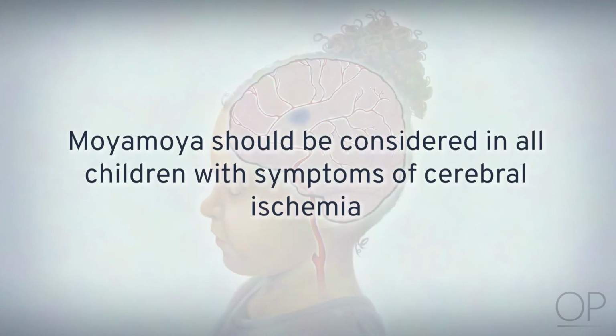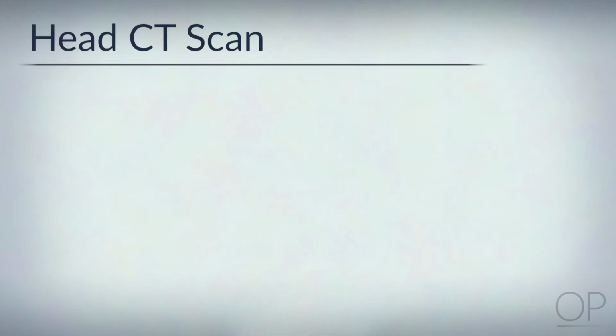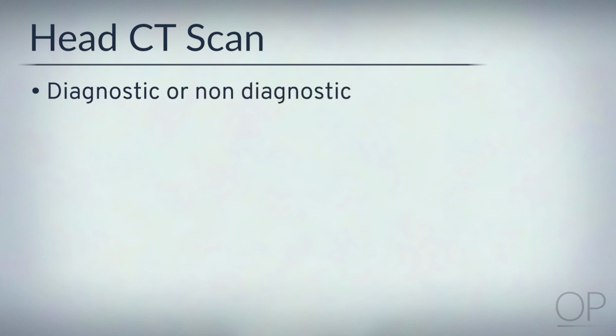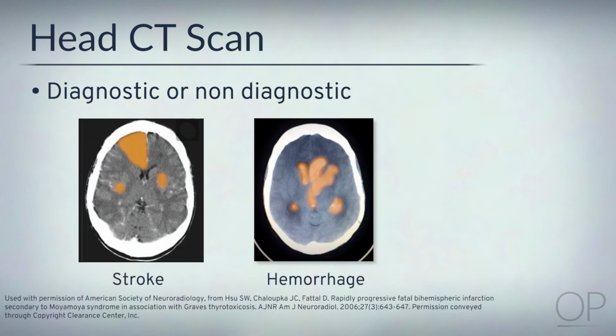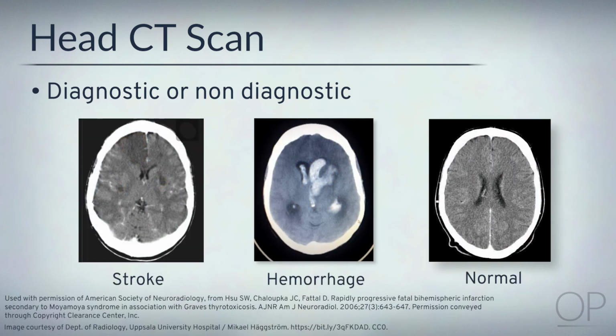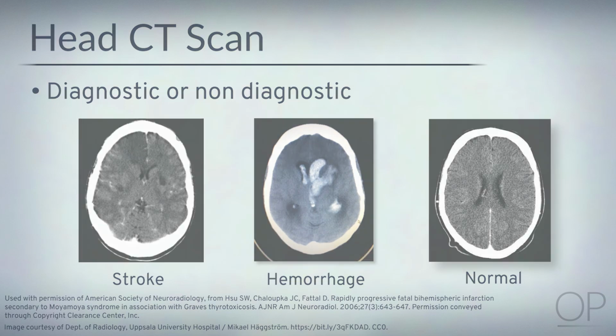Moyamoya should be considered in all children with symptoms of cerebral ischemia. A head CT can sometimes be the first diagnostic test performed in Moyamoya disease, but is often not diagnostic. A head CT can show evidence of stroke or hemorrhage, but is often normal, especially in patients presenting with TIAs.